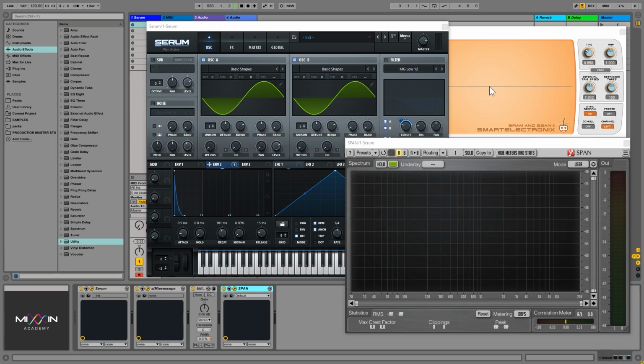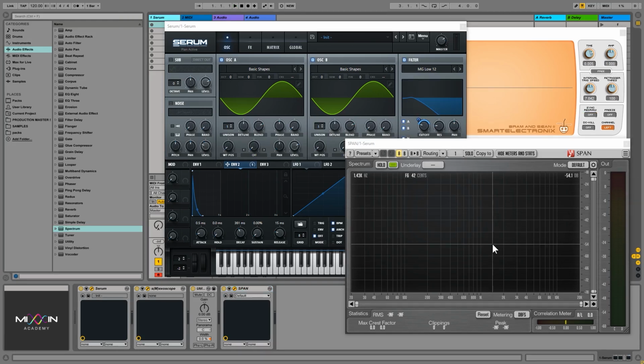Now, this is what analyzers can help you with: the spectral balance, stereo correlation between the left and the right channel, and the level meters. All of these help us design sound and produce music way better. And we are going to talk much more about the spectrum analyzer and all of its benefits in our mixing and mastering course.